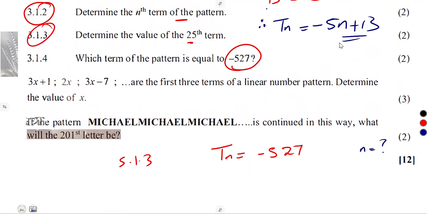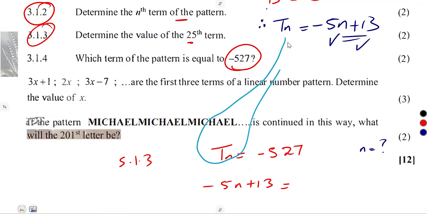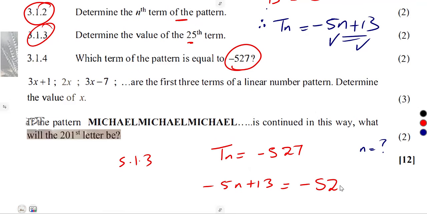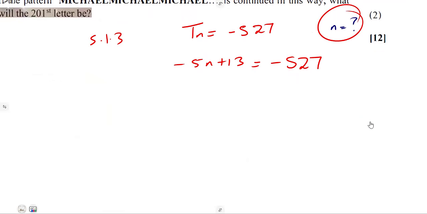So remember, Tn is equal to minus 5n plus 13. So we can form an equation. Minus 5n plus 13 must be equal to this Tn. They are exactly representing the same thing, Tn. So it follows that minus 5n plus 13 and minus 517 must be exactly the same. So you have formed an equation where you can solve for n.